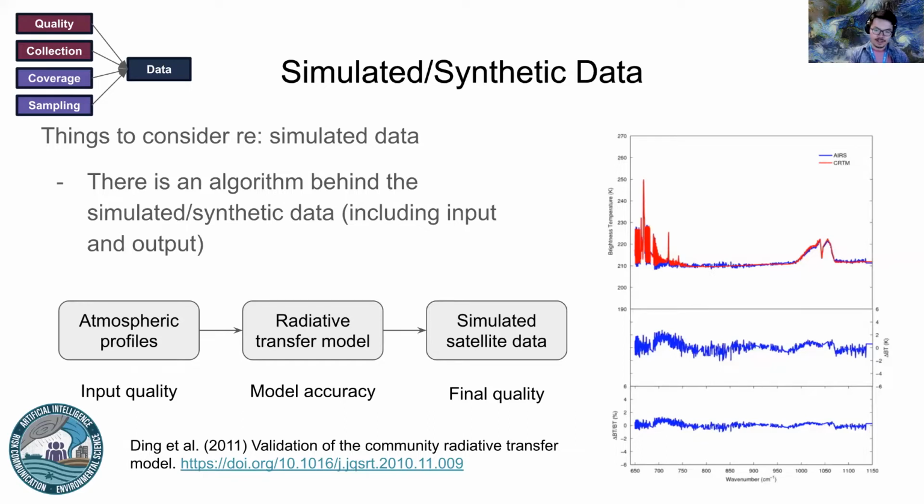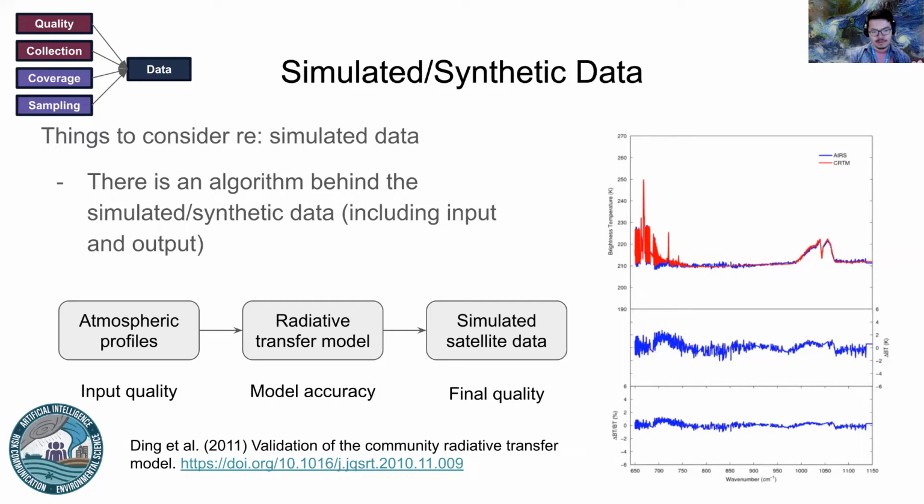Here is the example of satellites again. You can do radiative transfer model simulation to generate simulated satellite imagery, but then you need input for this radiative transfer model. So oftentimes in my research, I use atmospheric profiles of temperature and humidity at different levels of the atmosphere to generate simulated satellite data for downstream applications.